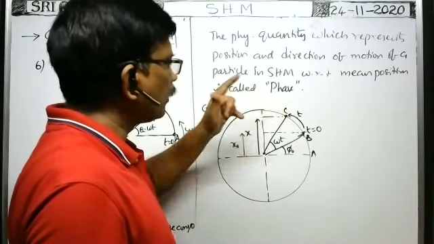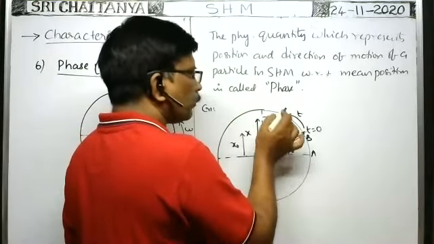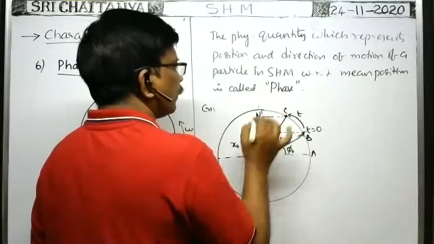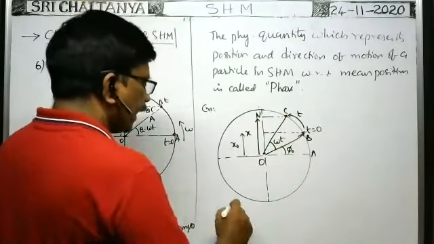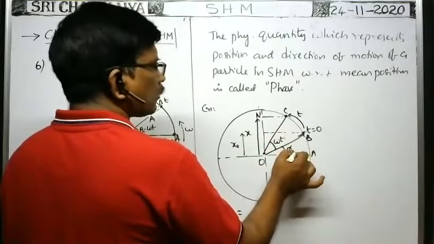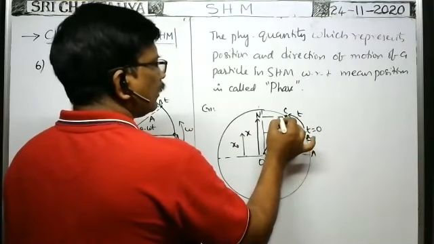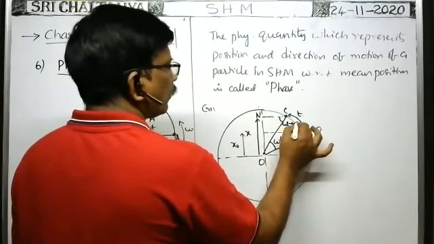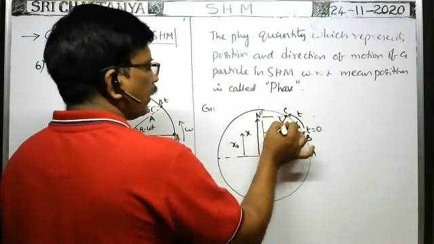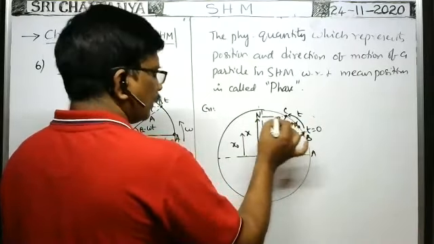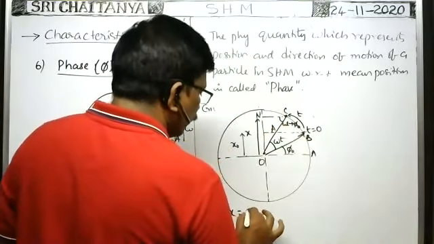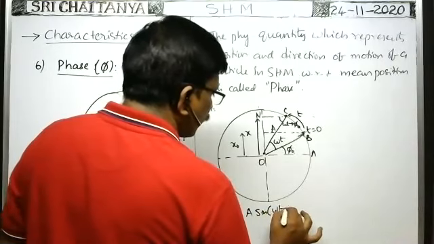When the particle lies at this point, the projection of that particle lies on the y-axis at this position, say n. So what is this x value? From the diagram, this total angle is omega t plus phi naught. Then this angle is also equal to omega t plus phi naught, because these two are parallel lines. Then from the diagram, sine of omega t plus phi naught is equal to the opposite side x by the hypotenuse a. So x is equal to a sine of omega t plus phi naught.